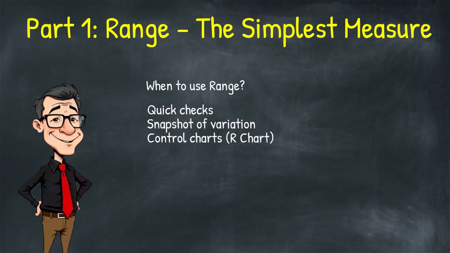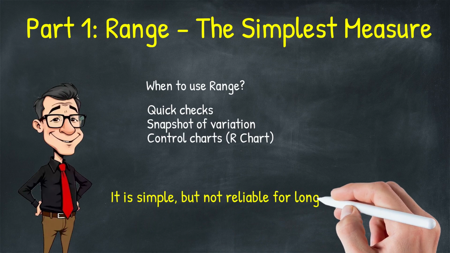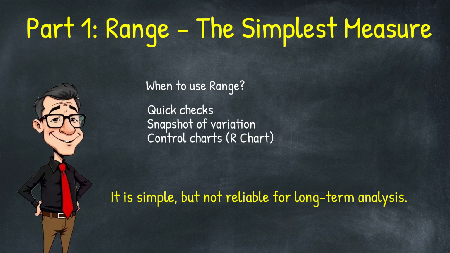What about the limitations? It only looks at the two extreme points. If one measurement is way off, the range can exaggerate variation. So it's simple, but not reliable for long-term analysis.